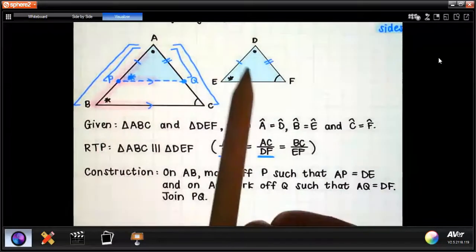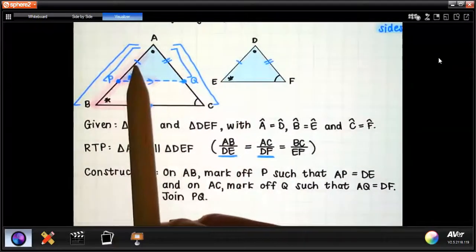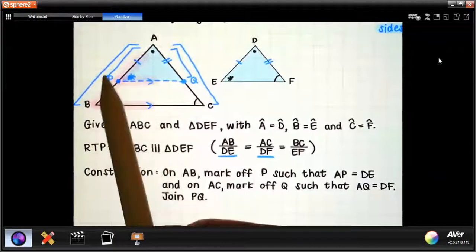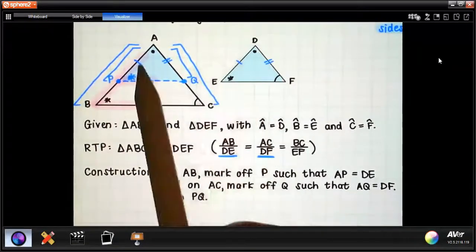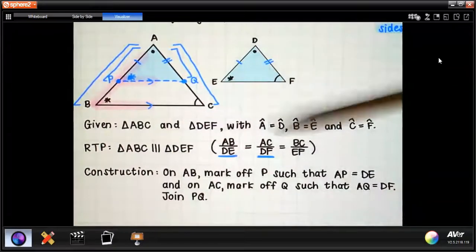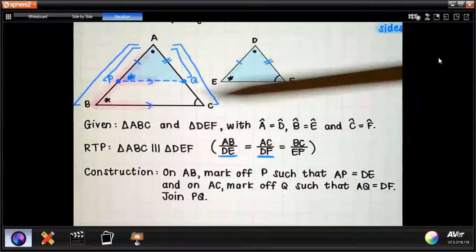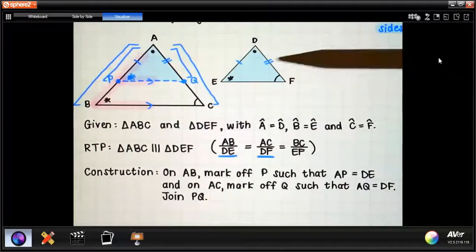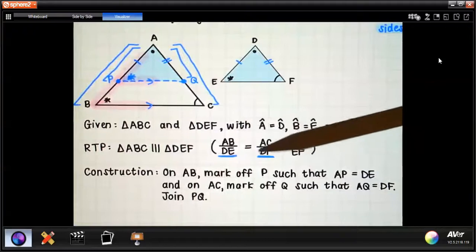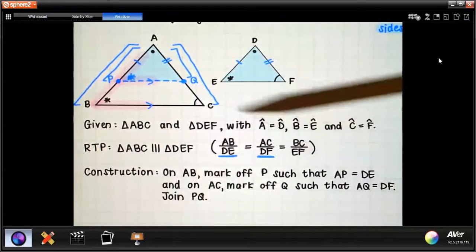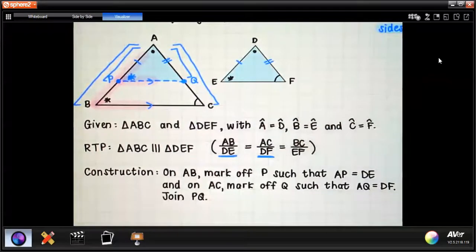But guys, DE is equal to AP. So where I have AB over AP, I'm going to replace AP with DE because they are equal. And then on the other side, I'm going to say AC over AQ. Remember, DF is equal to AQ. So then we're going to replace AQ, which was in the denominator, with DF. And then we have our first two fractions equal from that.